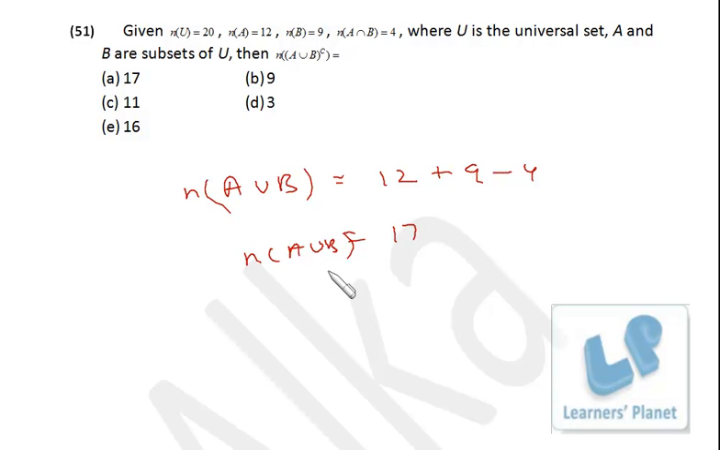So for the number of elements in A union B complement, out of a total of 20 elements, 17 elements are in A union B. So the remaining 3 will be in A union B complement. Okay, so that's pretty simple.